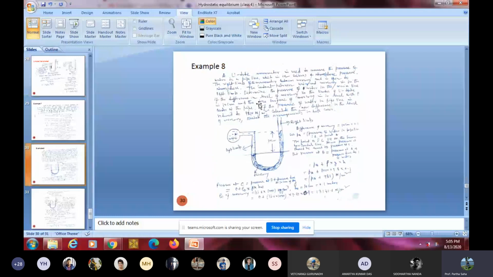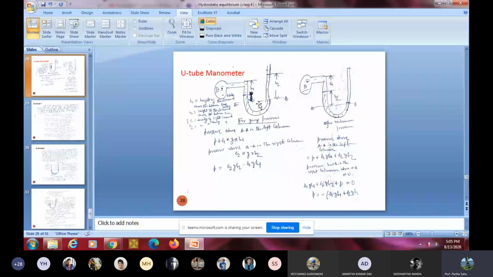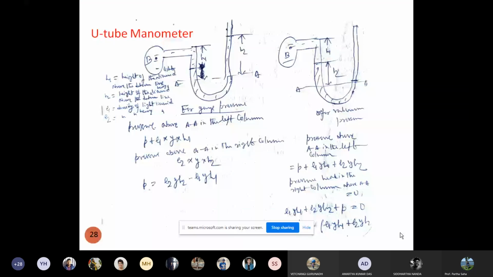Let's finish it. Let's look into these examples for gauge pressure and vacuum pressure. We just talked about how gauge pressure and vacuum pressure vary, like absolute pressure related to the atmospheric pressure. So the same principle can be applied to a U-tube manometer. If it is a gauge pressure, this is my datum line, right? And H1 is the height of the liquid above the datum line, and H2 is the height of the liquid above the datum line in the right limb. Okay, H1 in the left limb and H2 in the right limb.